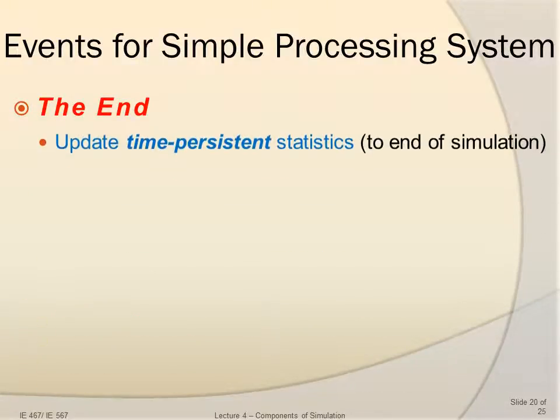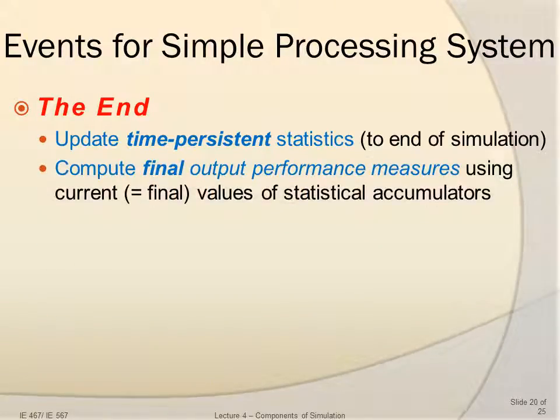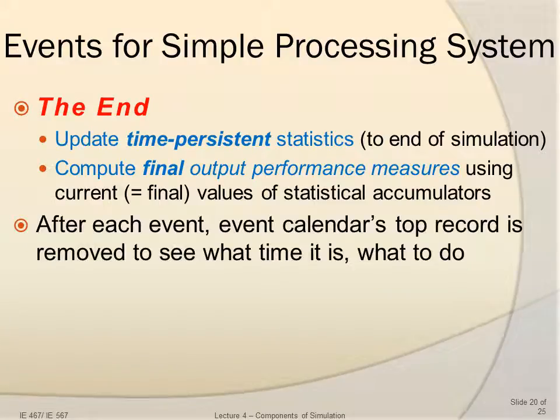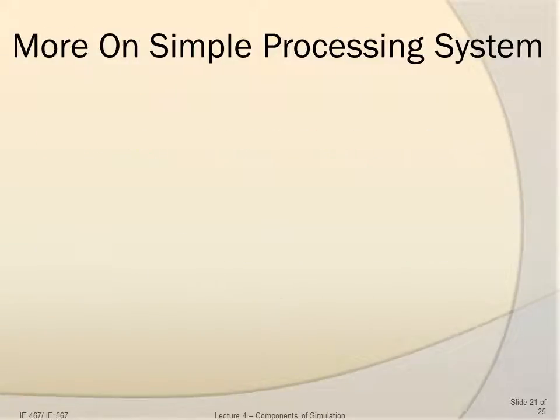And at the end, which is another important event, we need to update time-persistent statistics to end the simulation, and compute final output performance measures using current or final values of statistical accumulators. After each event, the event calendar record is removed to see what time it is and what to do. We also must initialize everything.